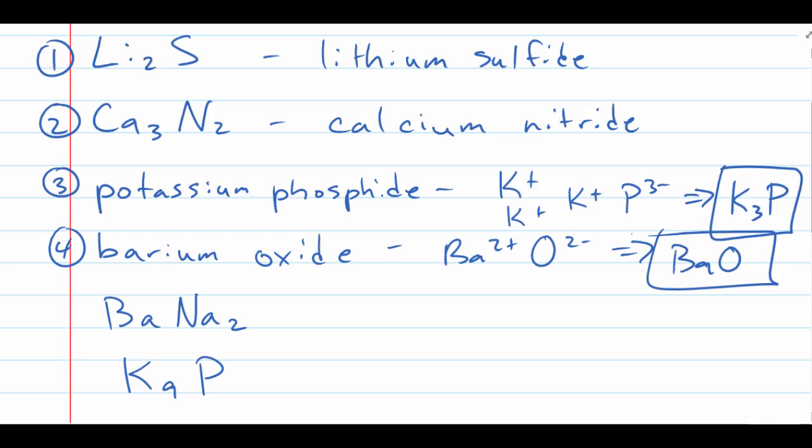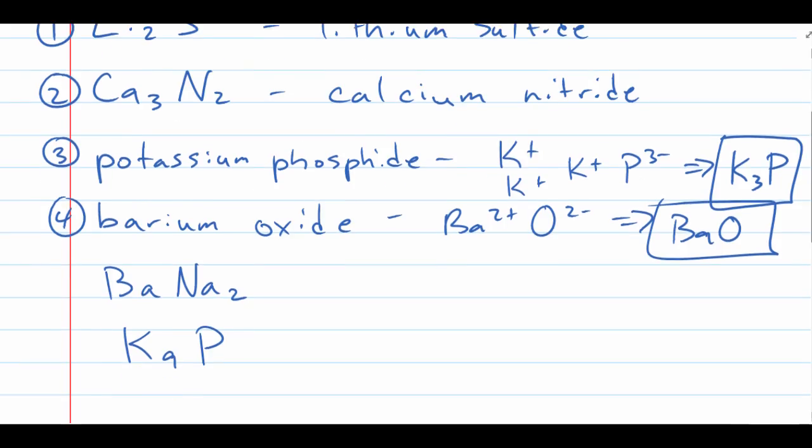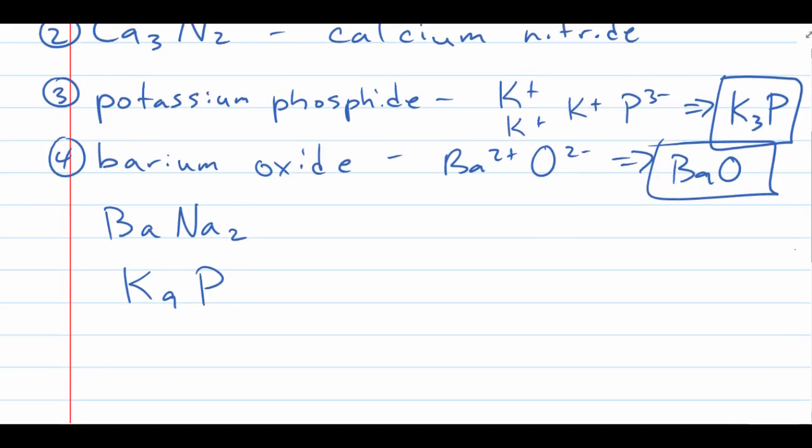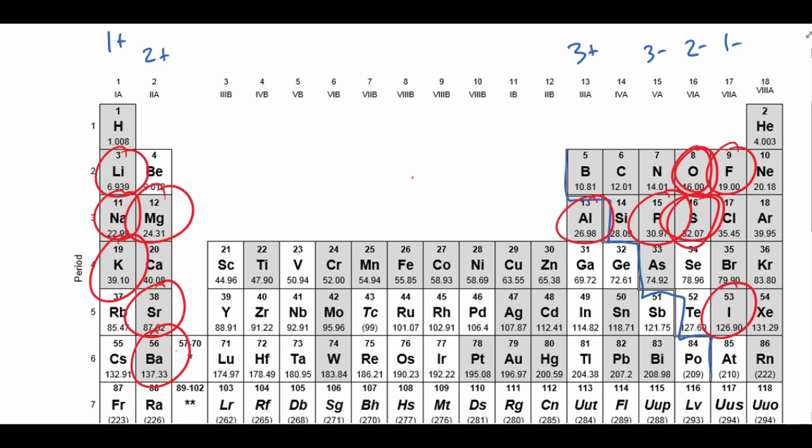Bonus problems. Anybody get the bonus ones? BaNa2. Anybody get this one? All right. Well, let's look at where they are in the periodic table. We have Ba, which is a charge of 2 plus. Sodium, a charge of 1 plus. It's a bonus because this one is not possible. Why is it not possible? You can't combine a metal with a metal, so it doesn't work.